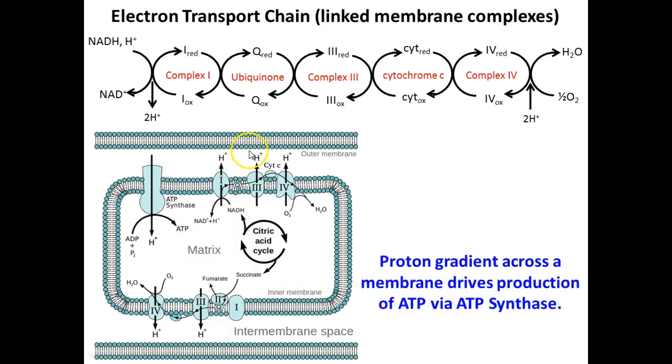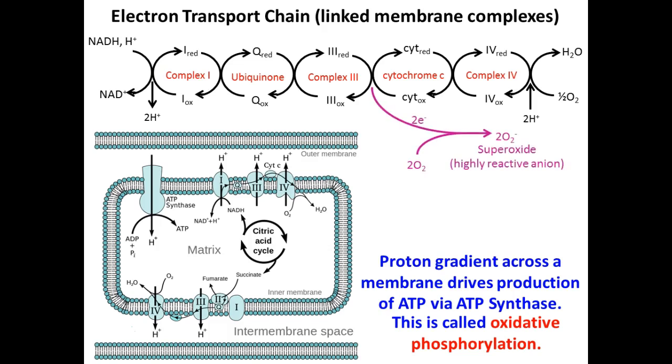So that proton gradient, those hydrogen ions, is what generates the energy for making ATP. This we call oxidative phosphorylation, again, because electrons were used to phosphorylate the ADP, to add that phosphate.